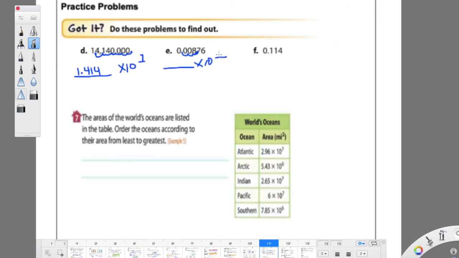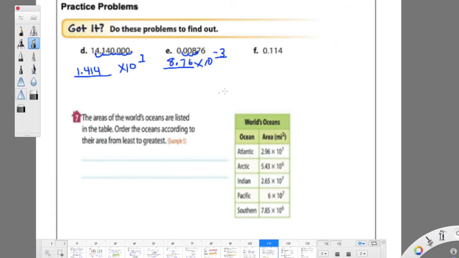So it's 3, but remember, this is a small number. So I need to indicate that it's a small number with a negative sign. Doesn't mean it's a negative number. It means it's a small number. So 8.76, because I moved that decimal right there.